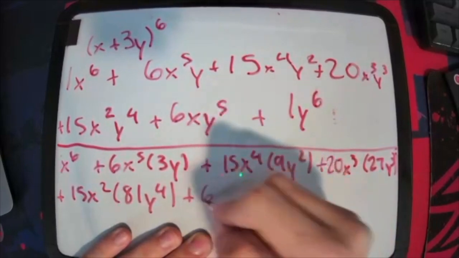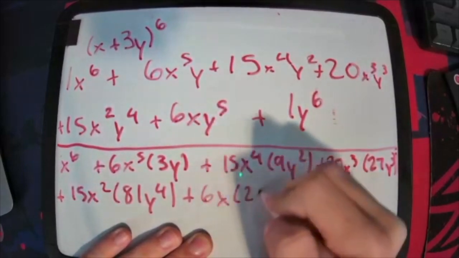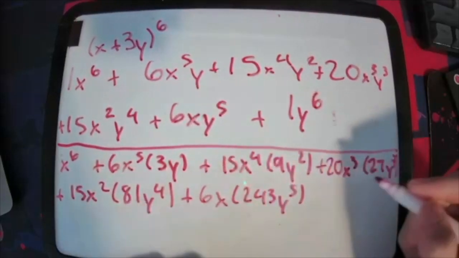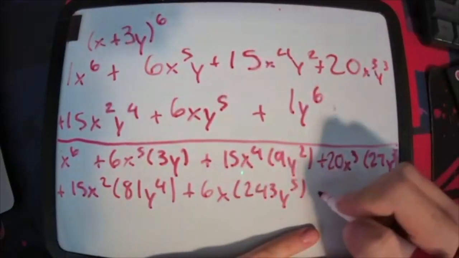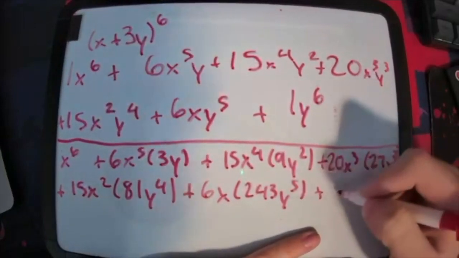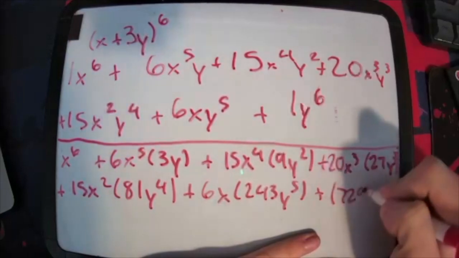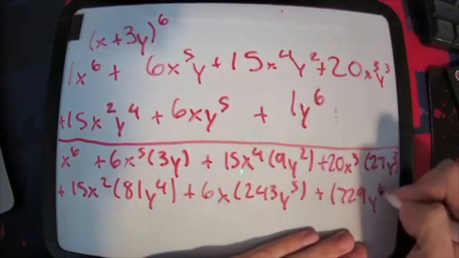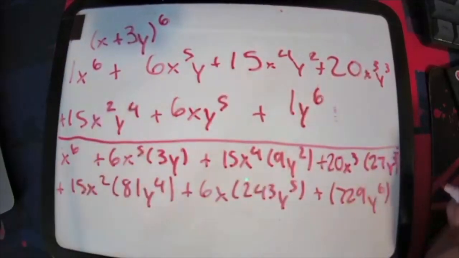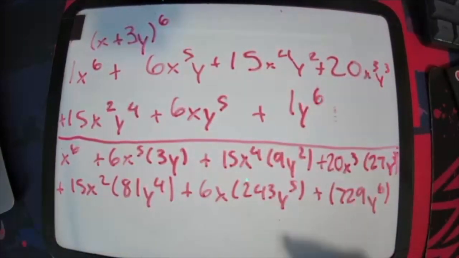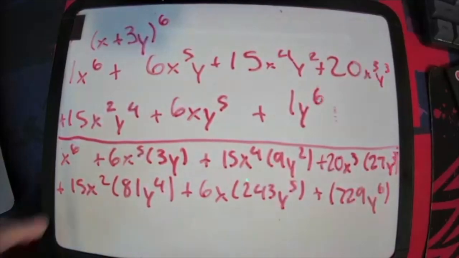Plus 6x times 243 y to the 5th, because 3 to the 5th power is 243. And then finally we have y to the 6th, which is just 729 y to the 6th. And now if we simplify everything here, we don't need this anymore. So I'm just going to write the answer up here.